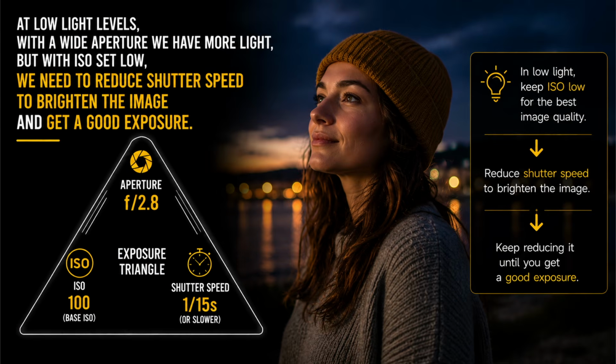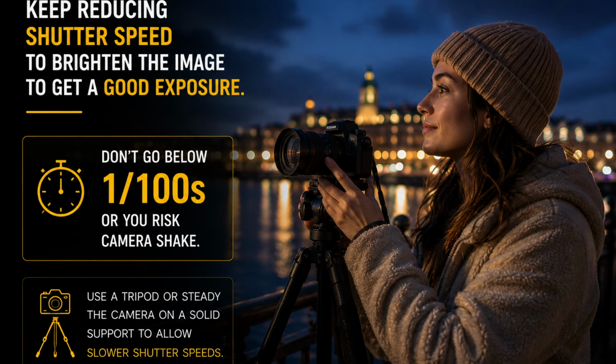If you've chosen a wide aperture to create background blur, you'll already be letting in more light, but you'll still start with the lowest ISO possible. Then reduce shutter speed to brighten the exposure. Keep lowering the shutter speed until you reach the point where hand-holding becomes risky. For many people, that's around 1/80 or 1/100 of a second. If you go slower than that and you don't have stabilization or a tripod, then the risk of blur rises.